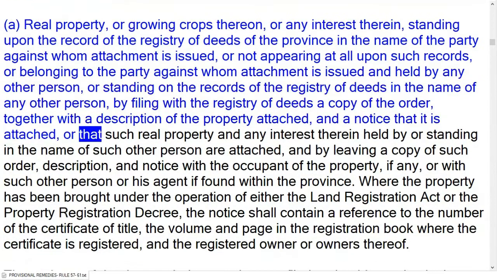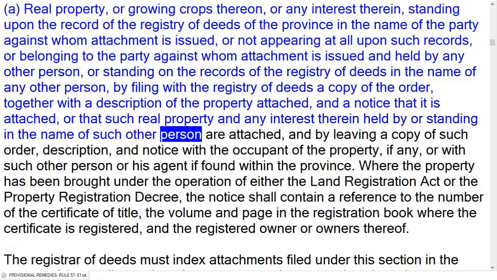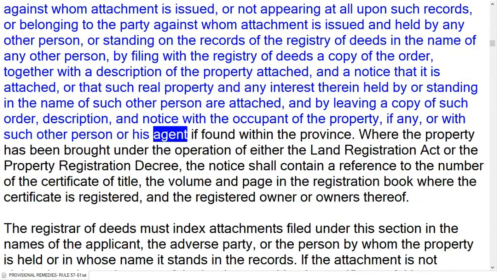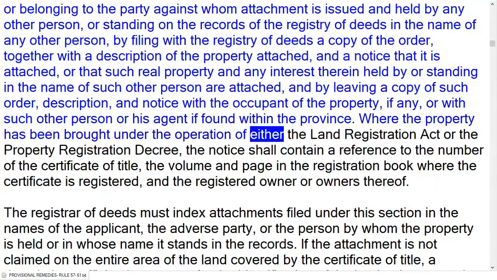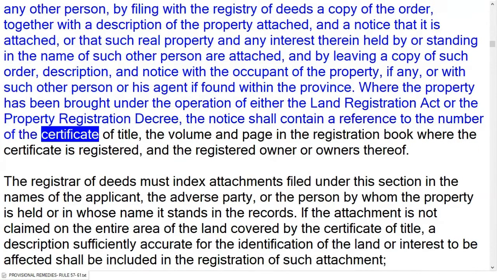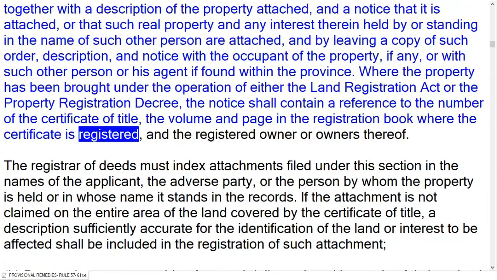is attached, or that such real property and any interest therein held by or standing in the name of such other person are attached, and by leaving a copy of such order, description, and notice with the occupant of the property, if any, or with such other person or his agent if found within the province, where the property has been brought under the operation of either the Land Registration Act or the Property Registration Decree. The notices shall contain a reference to the number of the certificate of title, the volume and page in the registration book where the certificate is registered, and the registered owner or owners thereof.